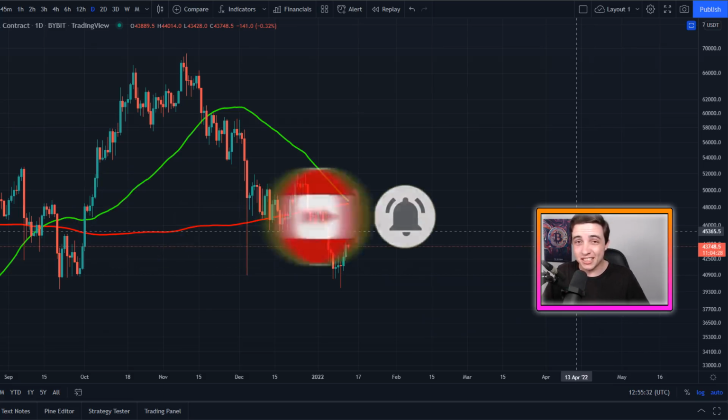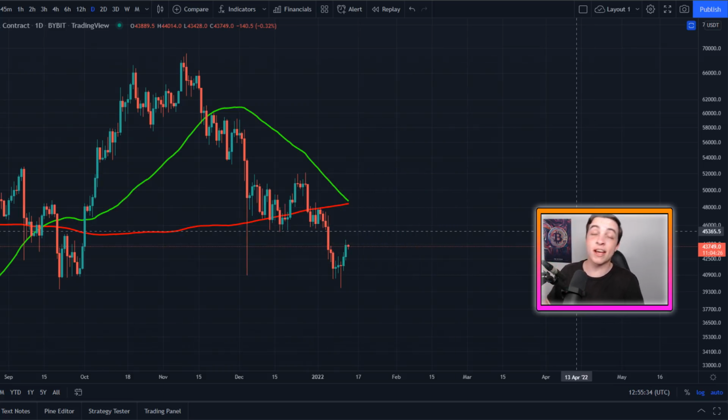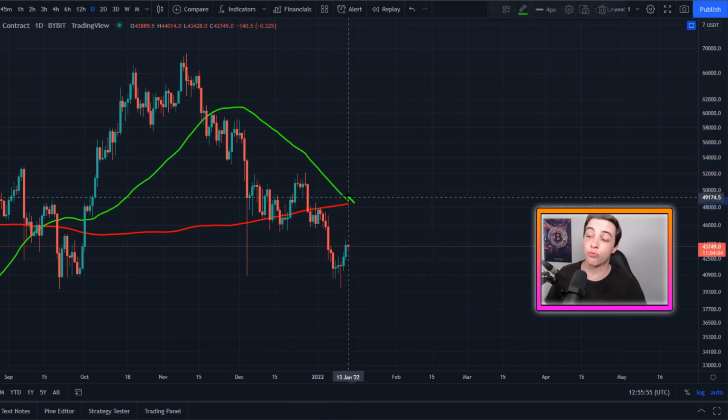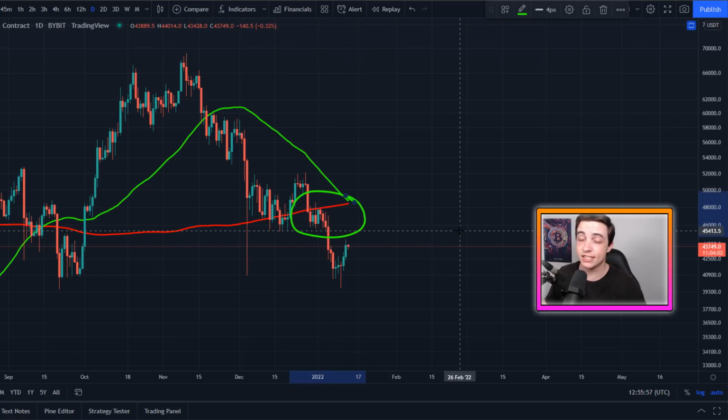But with all of that out of the way, let's get straight to what this video is about. It's right here on the Bitcoin US dollar chart on the daily time frame. And we've got two moving averages here. The green line is the 50-day simple moving average, and the red line is the 200-day simple moving average.